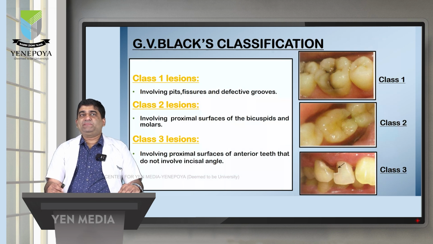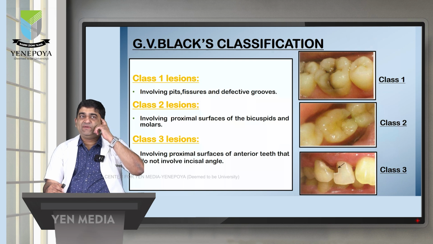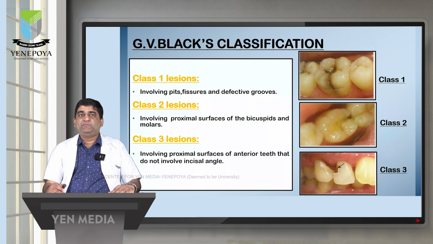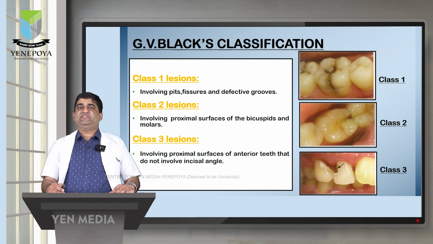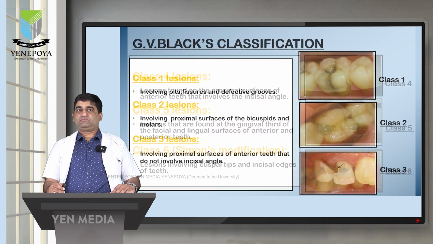Now, there is G.V. Black's classification for caries, which is divided into class 1 lesions, which involve the pits, fissures, and the defective grooves. Class 2 lesions involve the proximal surfaces of the bicuspids and the molars, and class 3 lesions involve the proximal surface of the anterior teeth that do not involve the incisal angle.